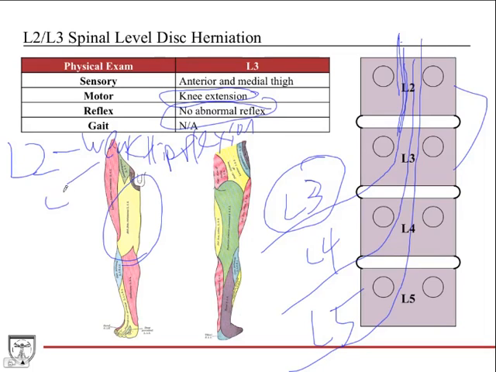So hip is L2. Knee is L3, ankle dorsiflexion is L4, big toe is L5, and then plantar flexion is S1. Don't worry, we'll go through the rest of these. I just want to point that out. This is stuff that can pick you up exam points easy if you know these, okay?